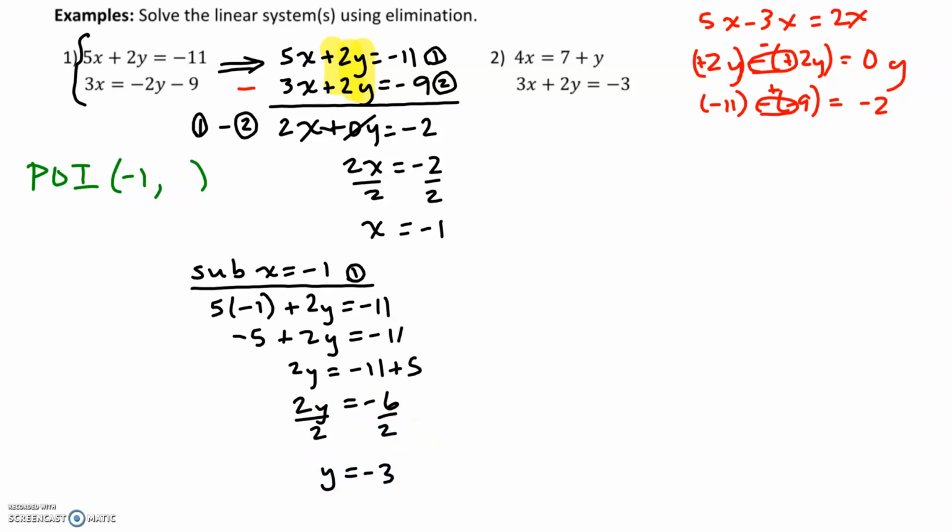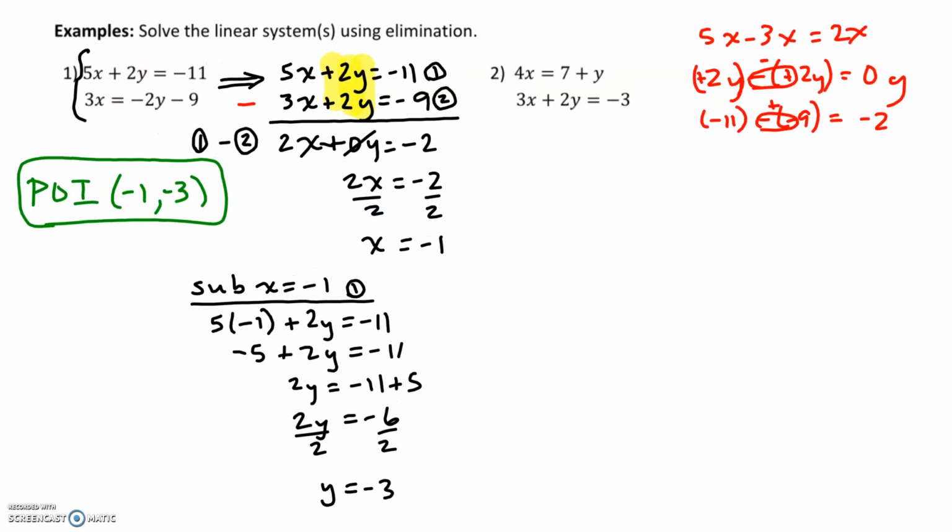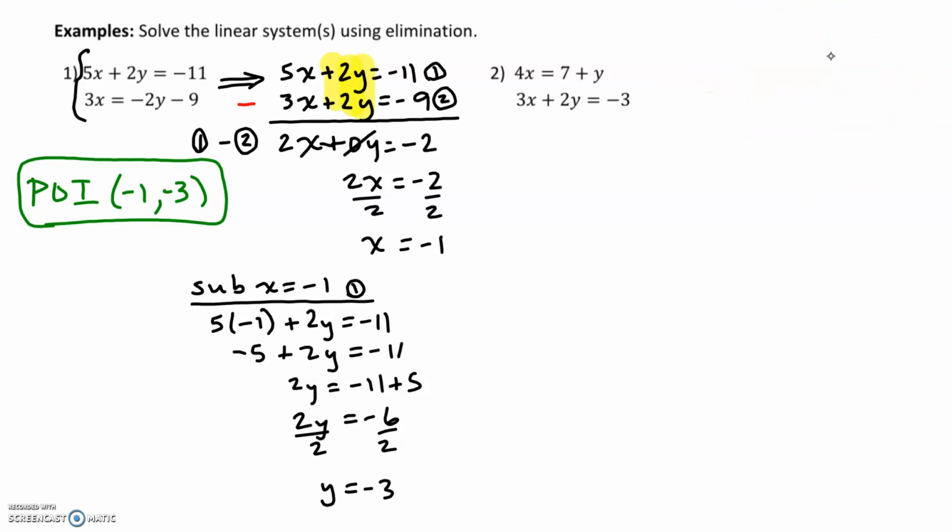We have our y value, and we'll put that in our POI, and then that is the solution to the linear system. So if we were to graph line 1 and line 2, they would cross at (-1, -3). All right, let's try our next example. I'll get rid of my notes there.